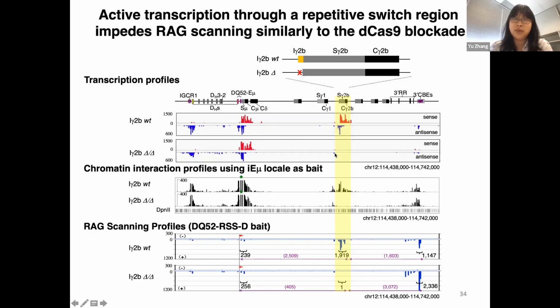Upon deletion of the promoter of this region, it eliminates the transcription here, which eliminates its interaction peak with the recombination center, and also eliminates the RAG activity here. And instead, RAG scanning now can pass this region more smoothly. Therefore, there is an increased downstream RAG scanning activity at the 3' CBEs.